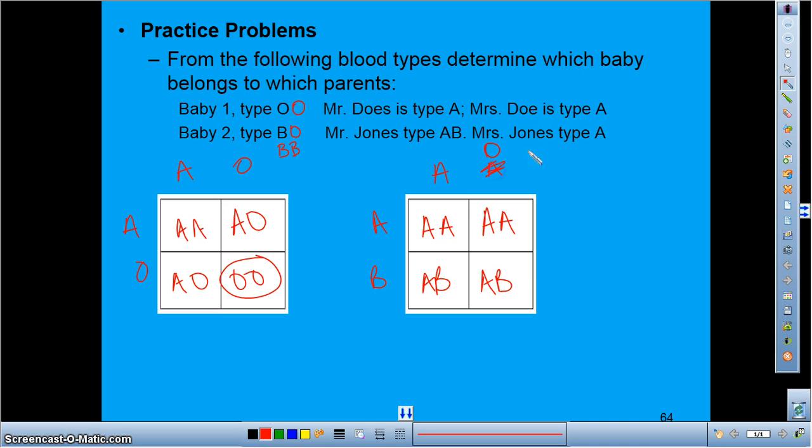However, it is possible for the mom to have been type A, and instead of her genotype being AA, it's AO, and in that case, mom could give an O. Oh, this should be a B. Made a mistake on that one. Let's go back. So if dad gives a B, mom gives an O, it is possible for the baby to have type B blood.